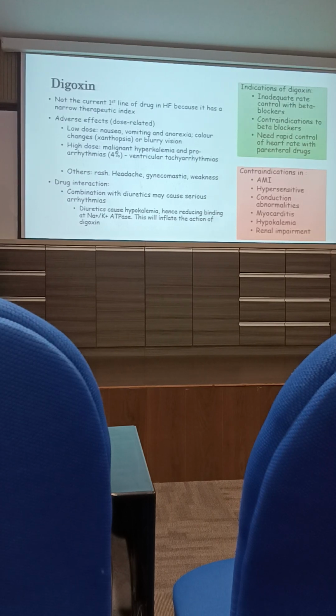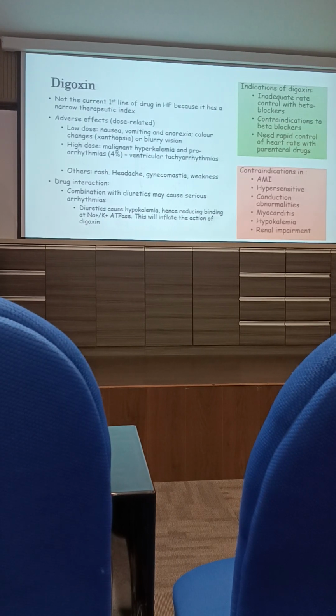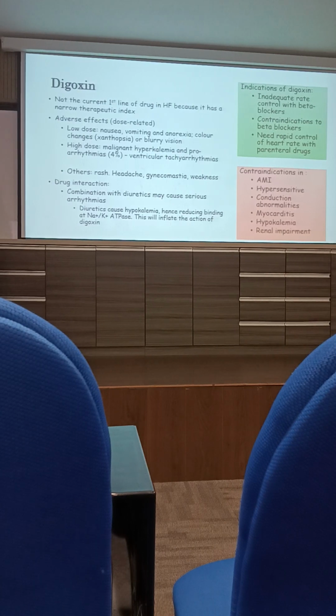In a low dose, digoxin can cause nausea, vomiting, anorexia, color changes or blurry vision. A high dose of digoxin can cause malignant hyperkalemia and is very pro-arrhythmic. Okay, the patient can go into ventricular tachyarrhythmia because of the hyperkalemia itself. Other adverse effects are rashes, headache, gynecomastia, and also weakness.